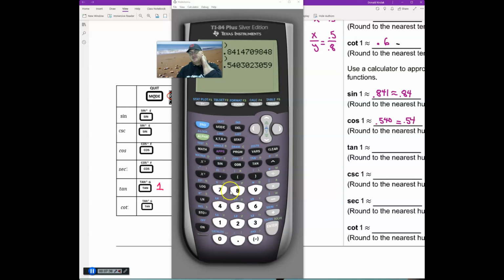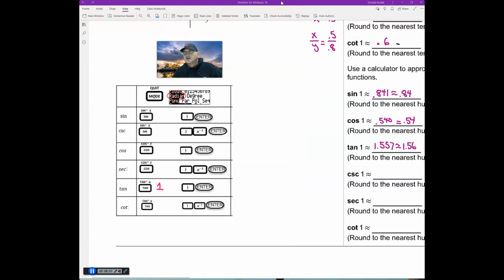Tangent of 1 radian is 1.557, and that would round to 1.56. So what I just showed you was these right here: the sine, the cosine, and the tangent.